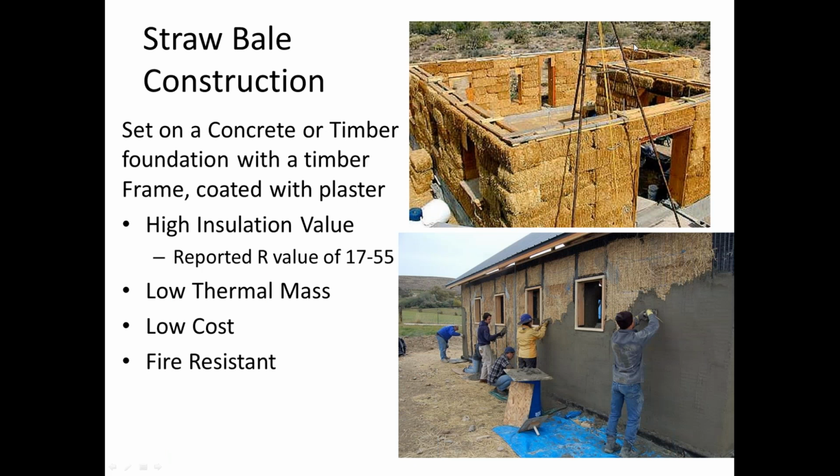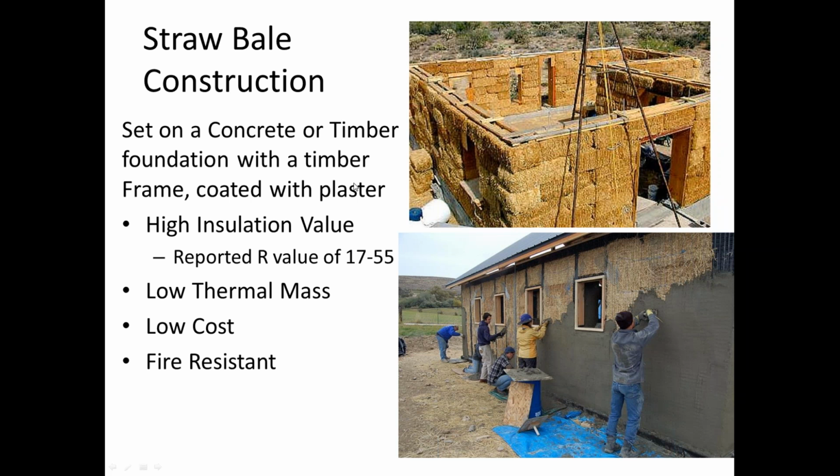So some pictures of straw bale construction in process. In the top right picture here, they have all the bales stacked up, but they don't yet have the plastering in place. In the lower picture here, you can see that they've put a wire mesh layer on the outside and are then plastering to that to make that exterior finish. These are set on either a concrete or a timber foundation. They have a timber frame outlining the building. And then after the bales are stacked up like bricks, they're coated with that plaster.